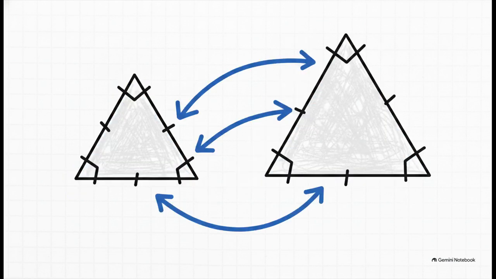Next in our toolkit is side-side-side, or SSS, similarity. Now this one is basically the exact opposite of angle-angle, because here you don't need any angle measurements at all. The SSS criterion says that if all three pairs of corresponding sides between two triangles share the exact same ratio, meaning they have the exact same scale factor, then the triangles are mathematically similar. So if one triangle's sides are exactly twice as long as the others across the board, boom, they're similar. But remember, if even one single ratio is off, the whole similarity fails.